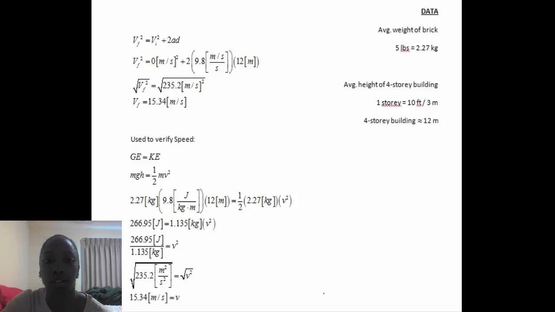The initial velocity is 0 meters per second squared plus 2 times 9.8 meters per second squared, which is the acceleration, and times the distance, which is 12 meters. After calculating that out, I took the square root of both sides, giving me the final velocity of 15.34 meters per second. Next, I used the energy equation mgh equals 1/2 mv squared to verify the speed. After putting in all the data, I came up with the same speed as the kinematic equation, which gave me the final velocity of 15.34 meters per second.